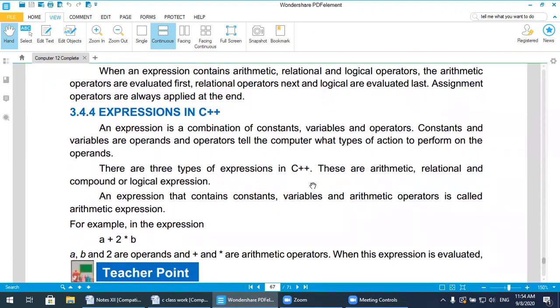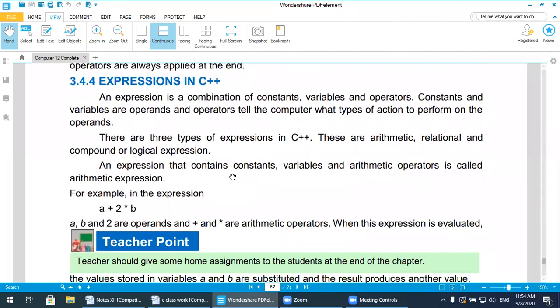There are three types of expression in C++. These are the arithmetic expression, like plus, minus, like a is equal to x plus y, this way. Relational expression, like x is less than y, this one is called the relational expression. And the compound and the logical expression. Compound, for example, x is less than y and y is greater than z, this one is compound. And the logical expression, true and false, this one is called the logical expression. So this one is known as the expression.